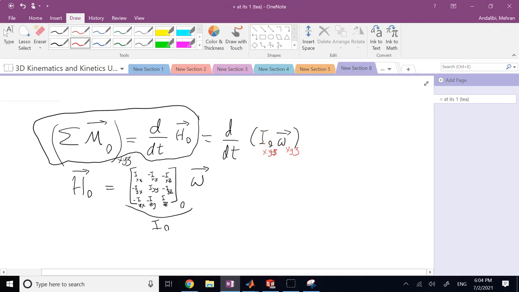Good? Now, what does it mean when you write omega about small xyz? When you write I about xyz, it means all of these moments are calculated with respect to the small xyz frames. Okay, that's the meaning of that. But when you say omega is written in xyz, it means what? It means omega can be written in terms of its components, omega x i plus omega y j plus omega z k. Agreed? Where omega xyz are the components of omega written along the xyz axes, and ijk are what?